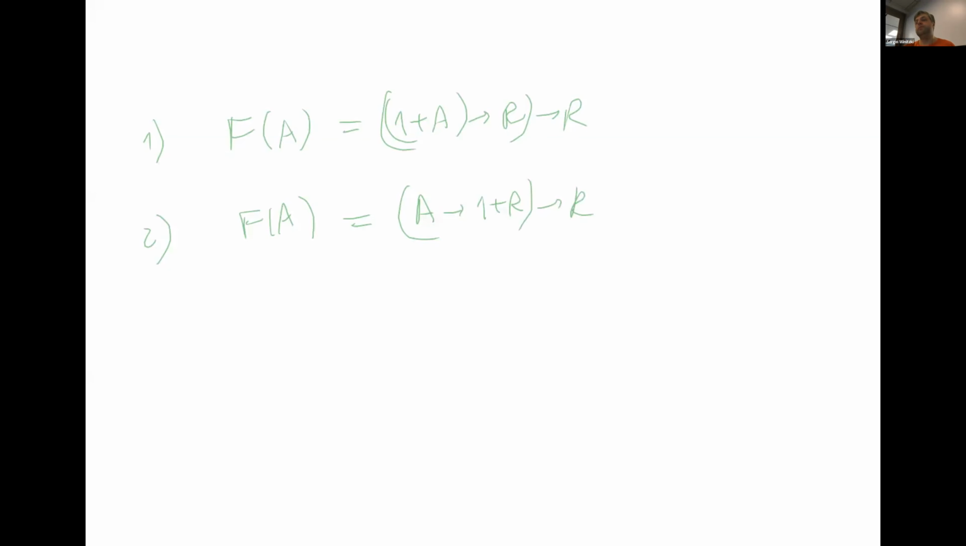F of A. So the first example is 1 plus A to R to R. The second example is A to 1 plus R to R. Because in this case, if A fails, then you can always return 1 instead of returning a value of type R. So you can modify this function so that it never has to be applied to invalid values.